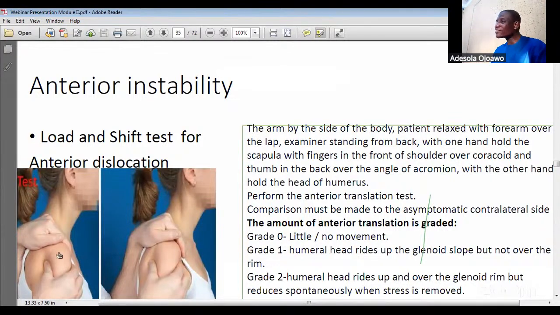Where there is a history of anterior dislocation, the examiner has to be careful. We call it the load and shift test. I think you are following me. So one hand is used to press the shoulder down.